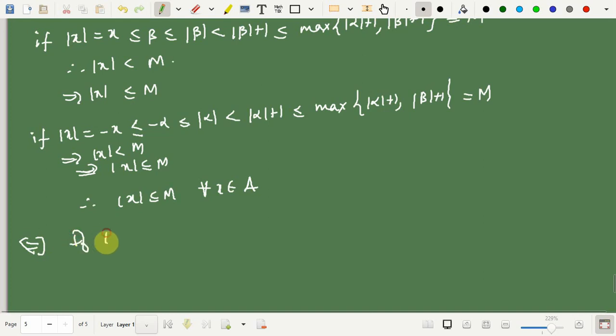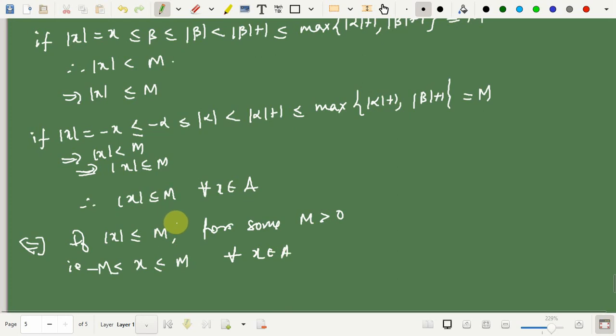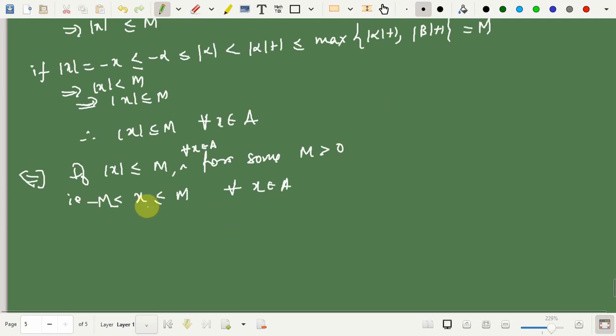If mod of x is less than or equal to m for some m greater than 0, then x is less than or equal to m and greater than or equal to minus m. This is true for all x in A. By the way, I missed one term here, for all x in A. This is, if I assume that this is true for all x in A. So that is what it says.